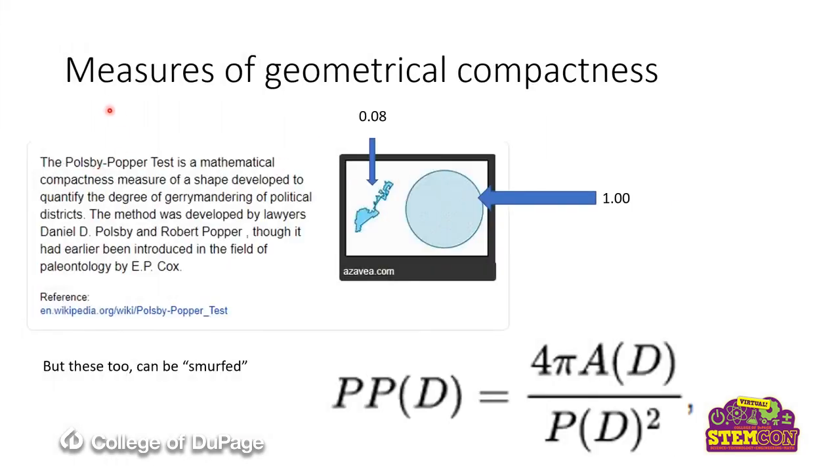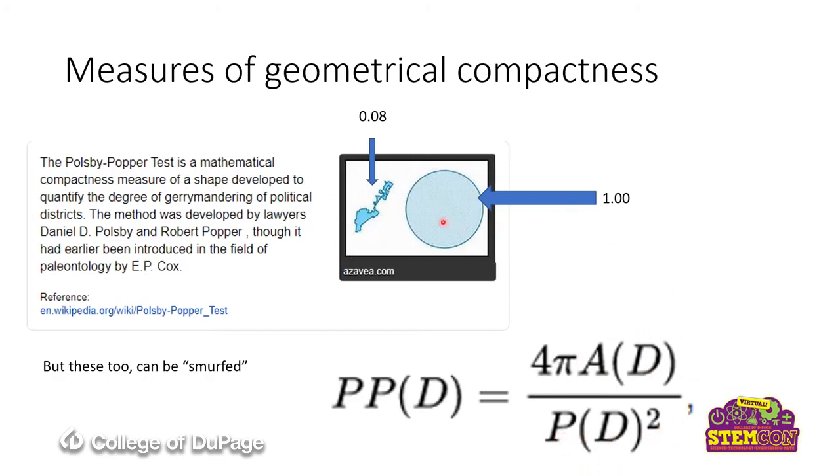Some have proposed measures of geometrical compactness. And this circle is very compact, and this is not compact. And I'll show you the equation in a moment. This is called the Polsby-Popper test, and it's a mathematical measure of the shape, and it measures the degree of gerrymandering. And this was developed by some attorneys, but the PP index of a district is 4 pi, the area of the district divided by the perimeter of the district squared.